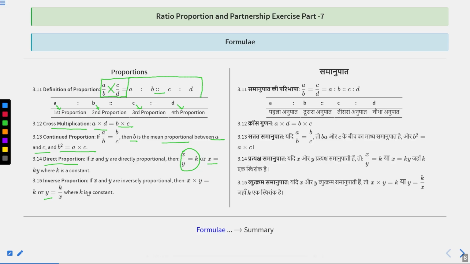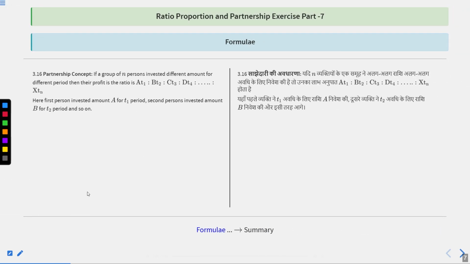Next one is the partnership concept. If a group of n persons invested different amounts for different periods, then their profit is in the ratio A multiplied by T1, ratio B multiplied by T2, ratio C multiplied by T3, ratio D multiplied by T4, and so on up to X into Tn.